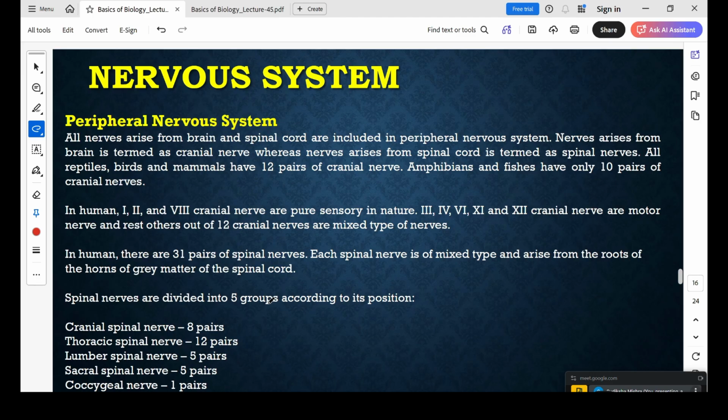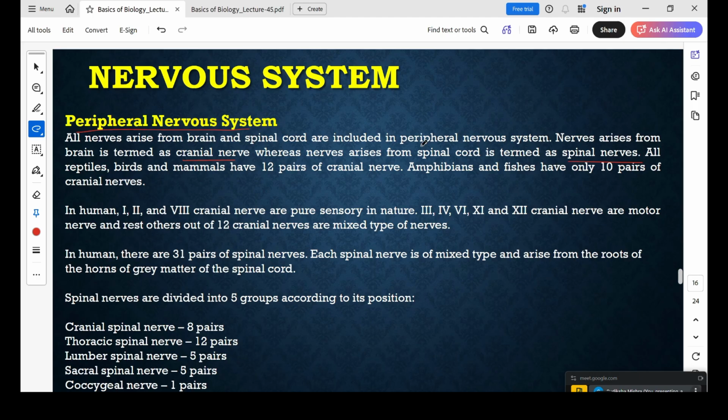Okay. Next is, so this was all about the central nervous system. Next is the peripheral nervous system. The peripheral nervous system comprises of cranial and spinal nerves. So all of these nerves in totality make up the peripheral nervous system. If they arise from the brain, they are cranial nerves, or if they arise from the spinal cord, they are known as spinal nerves.